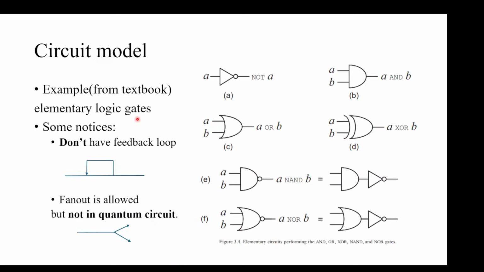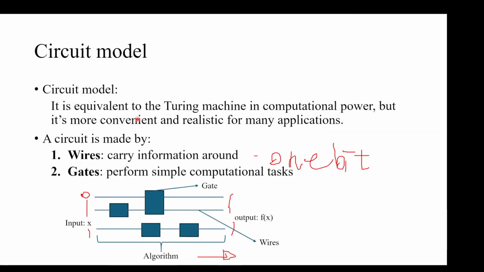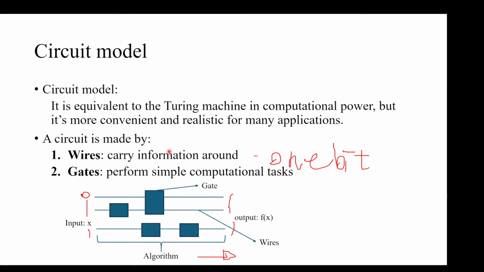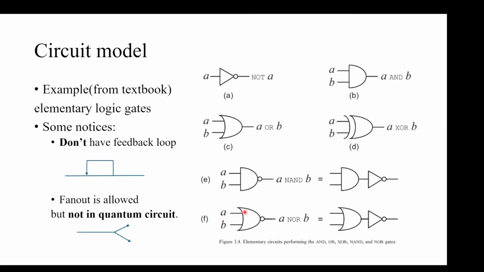In the circuit model, what we do is, we want to compute some problem, then we construct a circuit. We set up those wires, the left hand side takes the input, and we put the correct gates inside the circuit, and hopefully the right side, the wires, will carry the correct output value. Okay, so that's the circuit model.